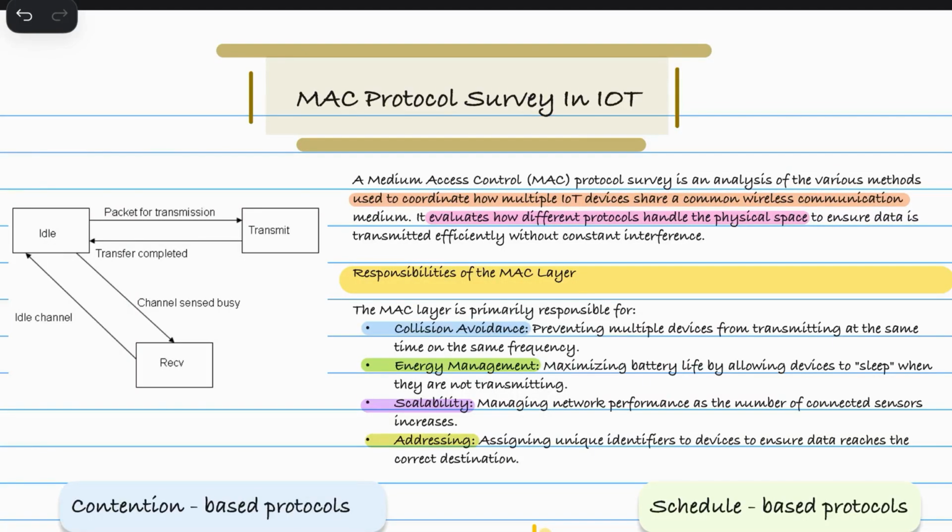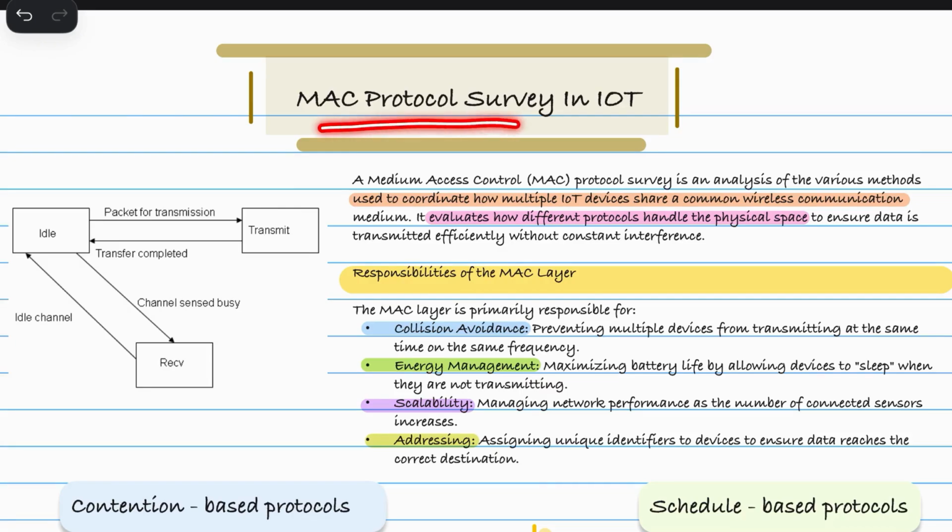Now let's closely look at the MAC layer. MAC stands for Medium Access Control. In the networking stack, the MAC layer is a critical sublayer of the data link layer. If you have read about operating systems, there are various layers. So the data link layer is the second or third layer, and the MAC layer is part of it.